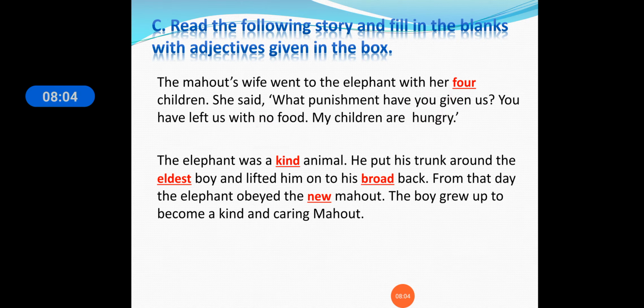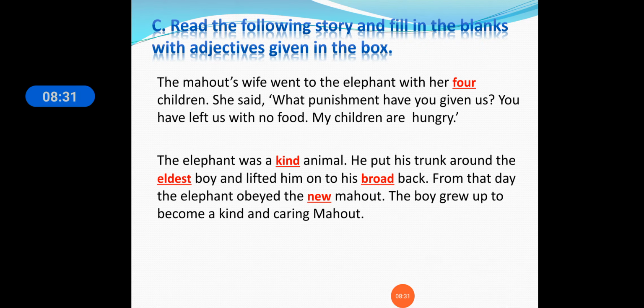So, she said, "What a punishment have you given us?" So, she was telling him what a punishment he has given, because he has given a mighty blow to the mahout. So, mahout could not work. So, they could not earn the food. So, she said to the elephant, "You have left us with no food. My children are hungry." So, children were hungry as the food was not available because mahout was ill.